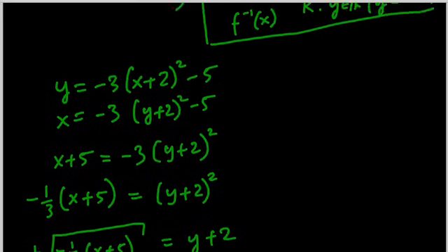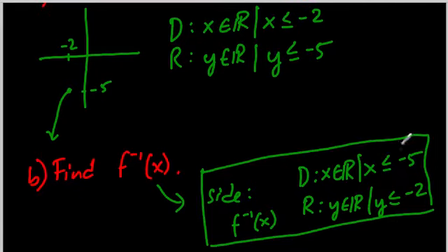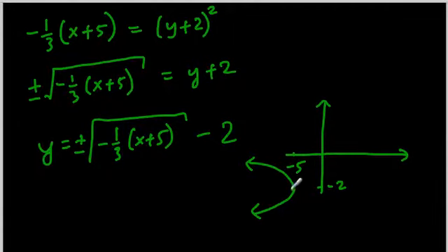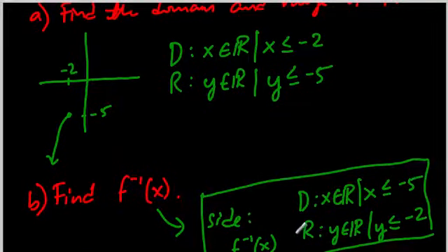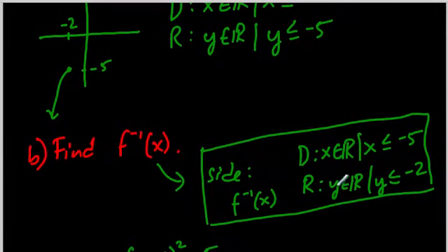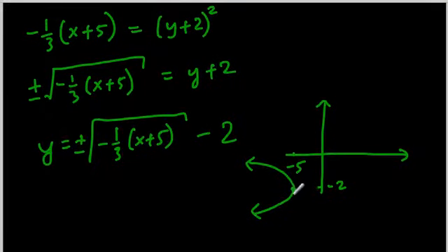This is why initially, when I made that side note, I said the domain has to be x is less than or equal to negative 5, and the range has to be y is less than or equal to negative 2. The range is actually going to be the bigger clue here. As we can see, for both these inverse functions, x is less than or equal to negative 5, so we don't have to worry about the domain. But the range of the inverse function has to be y is less than or equal to negative 2. So this one applies because y is less than negative 2, but that one doesn't.